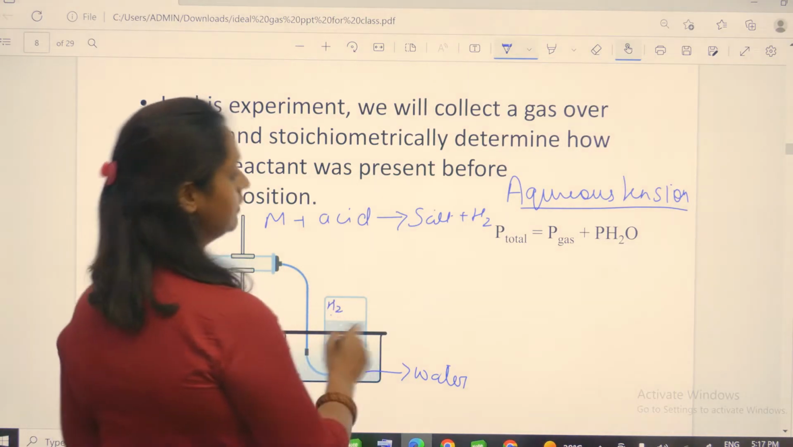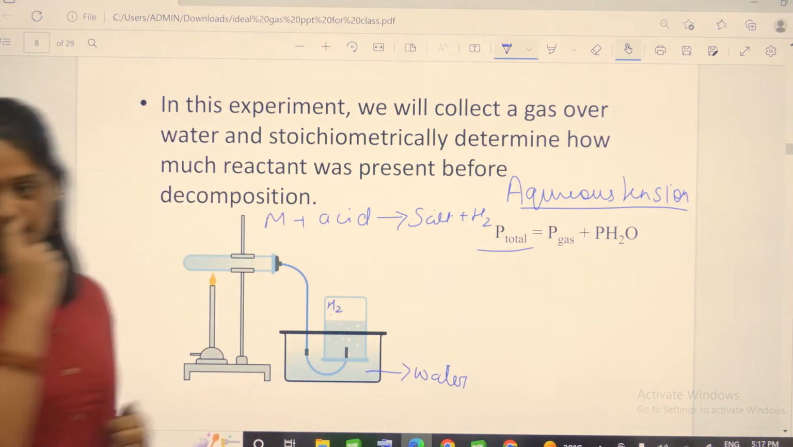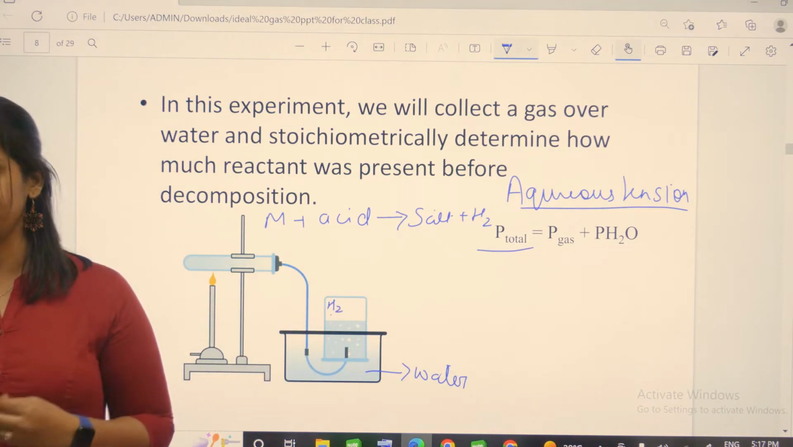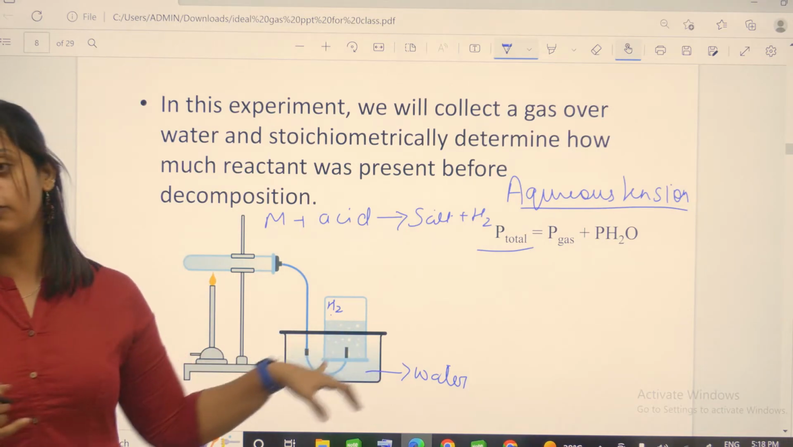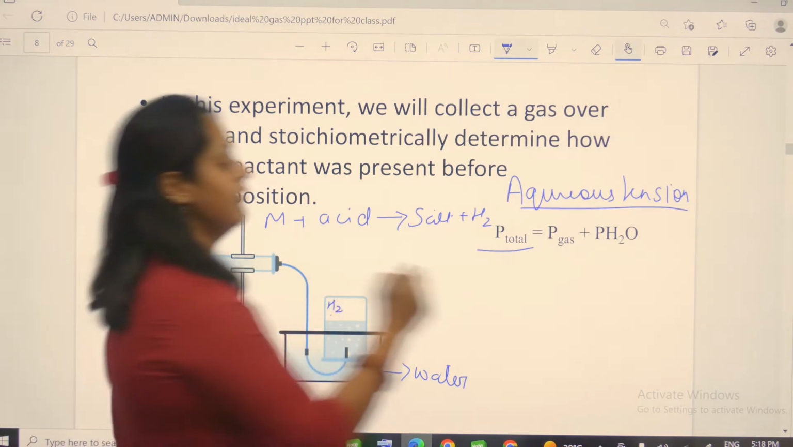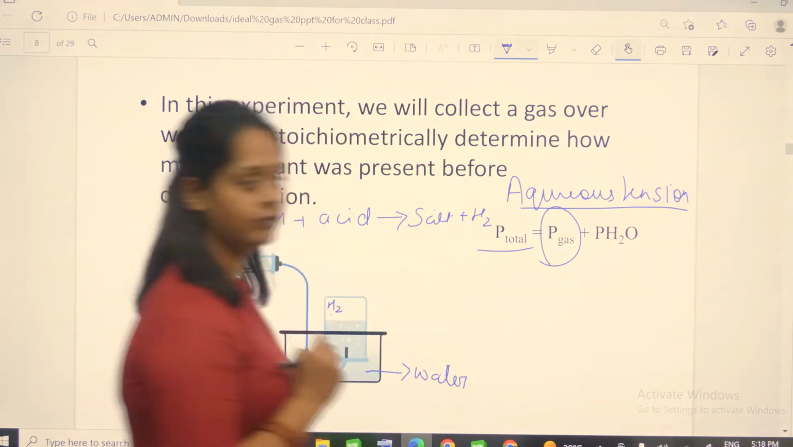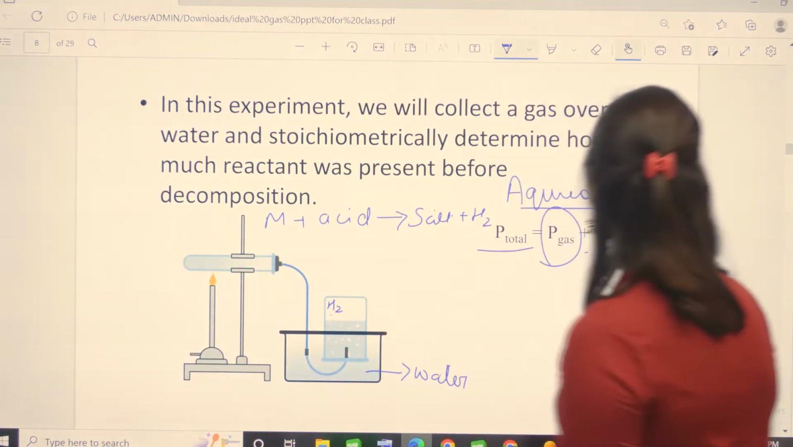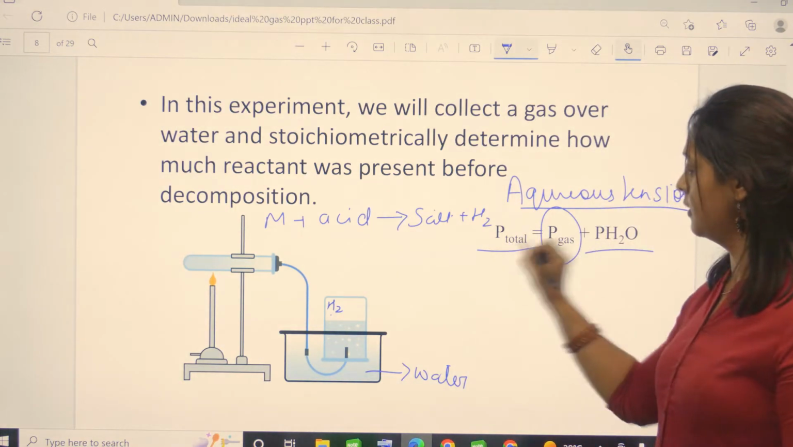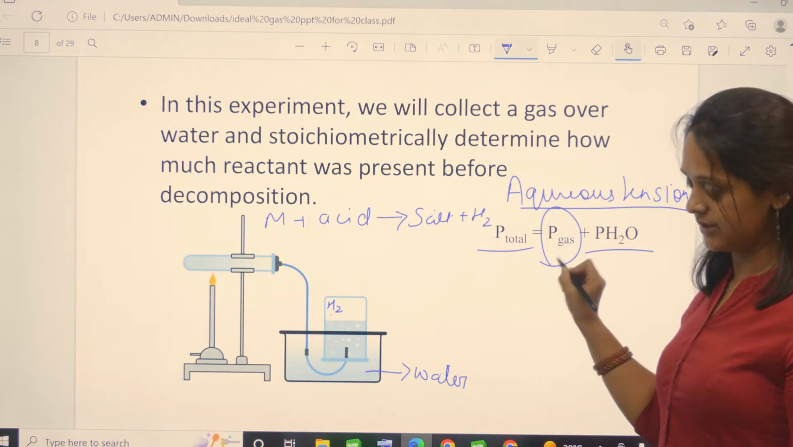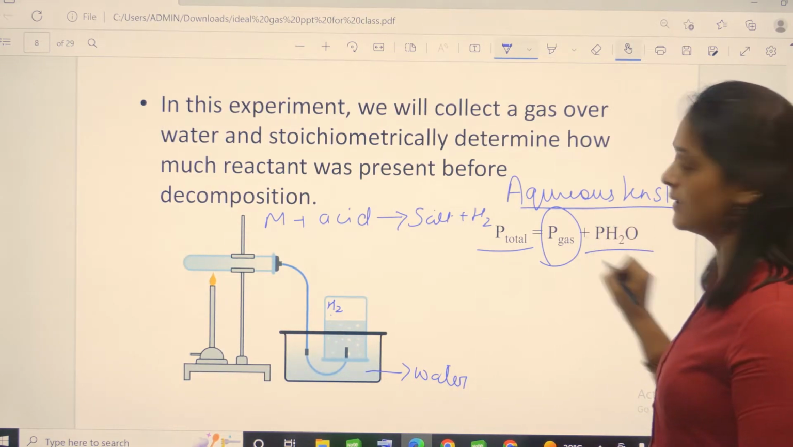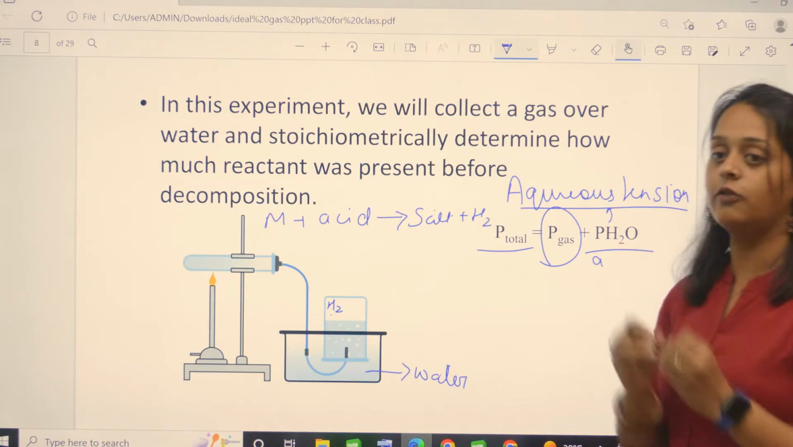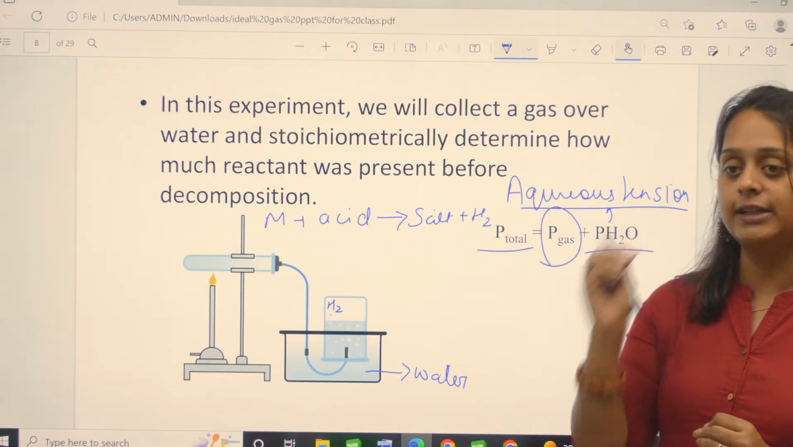So that pressure will be the P total, because that gas will be moist in nature due to the presence of water. If I have to calculate the pressure of that gas particularly, then this P total consists of the pressure of that gas which is liberated plus the aqueous tension. This is referred to as aqueous tension, that is the pressure of the water at that particular temperature.